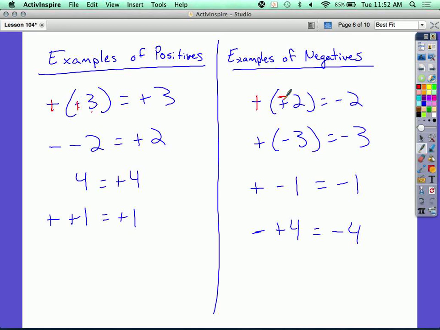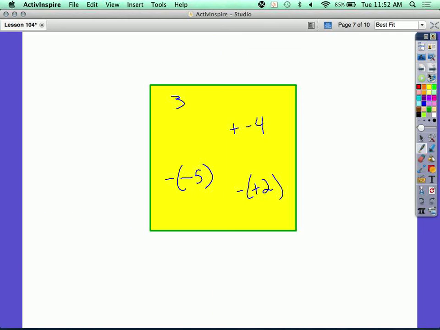Plus a negative 3 is a negative 3. Plus a negative 1, minus a positive 4, minus 4. So there's some different examples. Now we're going back in our boxes. We're going to work on a box here that has some disguises.